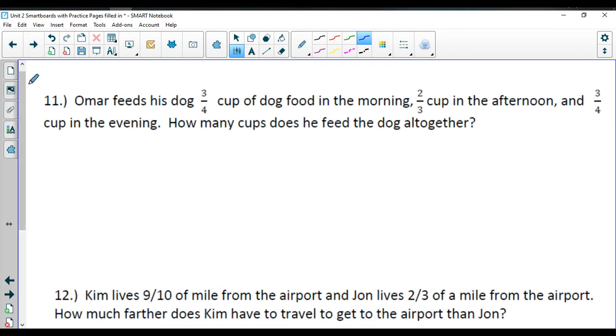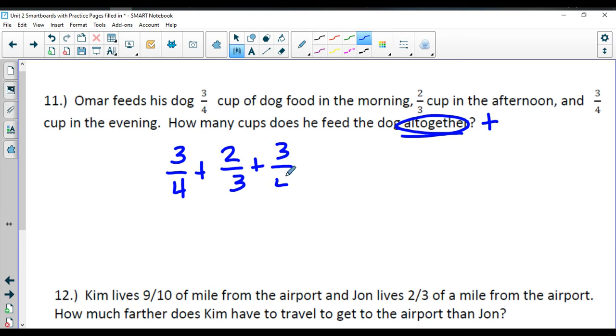Take a look at number 11. Omar feeds his dog 3/4 a cup of dog food in the morning, 2/3 a cup in the afternoon, and 3/4 of a cup in the evening. How many cups does he feed the dog all together? So this keyword all together tells me that I am adding. So I'm going to do 3/4 plus 2/3 plus 3/4.